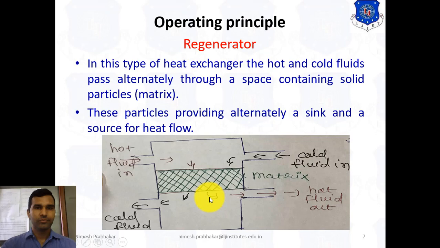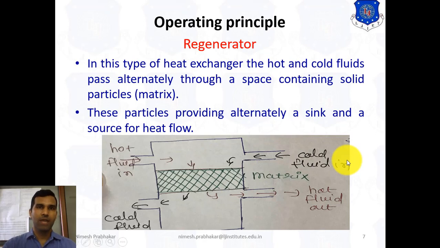So this cold water gets heated, and the cold water is converted into hot water. In this way this heat exchanger works. Simply, it is like this. First of all, hot water flows. So this is the matrix. It absorbs the heat. This process is known as sink. And now for cold water, this matrix acts as a source. So these particles alternately provide a sink and source for the heat flow. So this is the operation of a regenerator type heat exchanger.